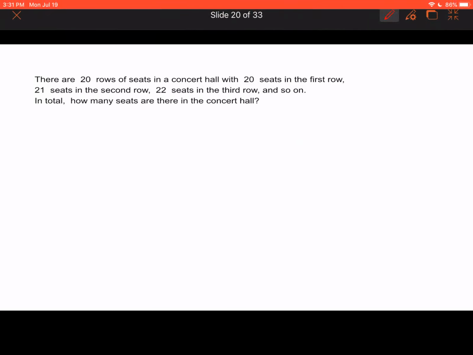There are 20 rows of seats in a concert hall with 20 seats in the first row. So the first row has 20 seats and the second row has 21 seats and 22 on the third row, and so on. There are going to be 20 rows in total, right? And they want to know in total how many seats are there in the entire concert hall. That means we have to find the sum.